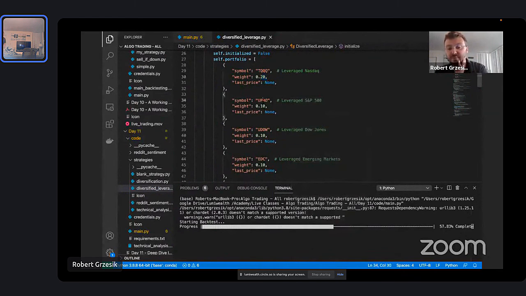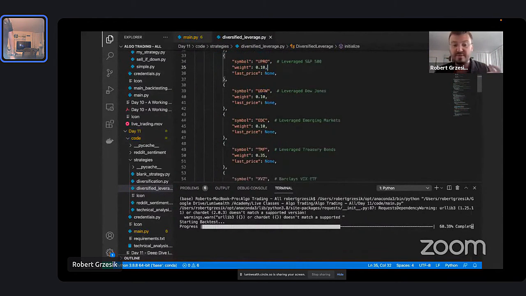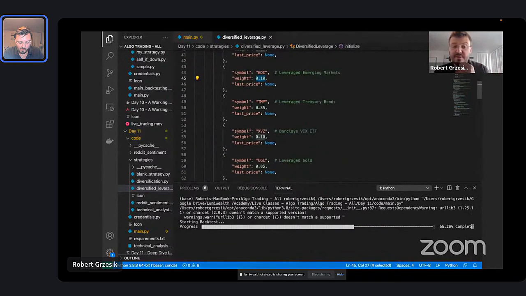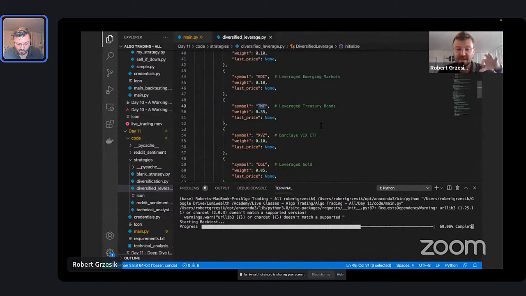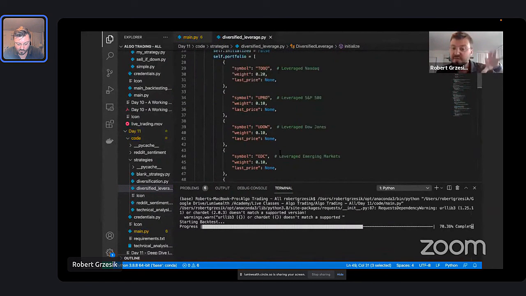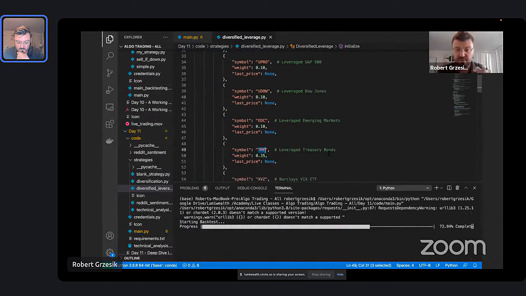10% of our money is in UPRO, which is the 3x leveraged S&P 500. Then we have 10% in UDOW, which is a leveraged Dow Jones. Then we have 10% in leveraged emerging markets, and 35% of our money in leveraged treasury bonds. So now we diversify. In total, we have 50% of our money in leveraged stocks, diversified around the world a little bit.